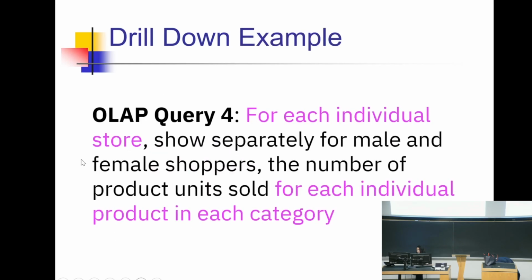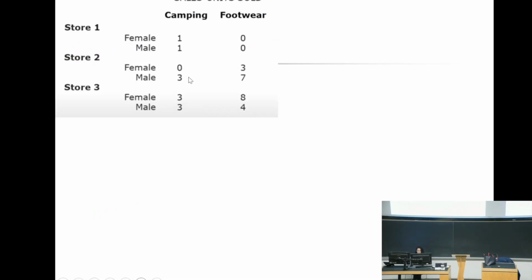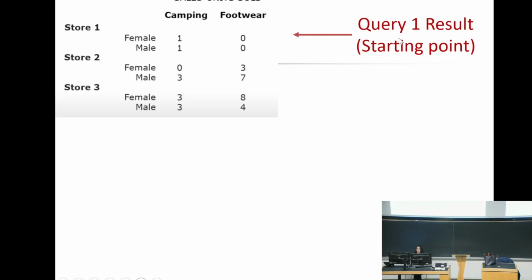Now, for example, let's say the query is for each individual store. We want to show separately for male and female shoppers the number of product units sold for each individual product in each category. So for each individual store, right? And we want to show the sale for both genders, each individual product and each category. So these are the 3 dimensions that we have, right? So this is the query 1 result. This is our starting point, right?